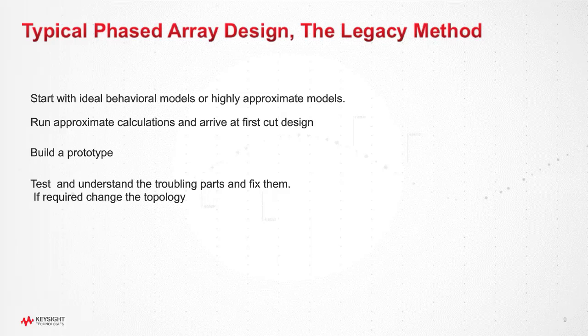For example, should I use a 128 element array or 256 or 512? Should I use a circular one or a hexagonal or triangular or rectangular array, etc.? If we can't get the performance in the anechoic chamber, then we have to fix it, come back with a new prototype, and then test it again until the performance is obtained. This process continues.